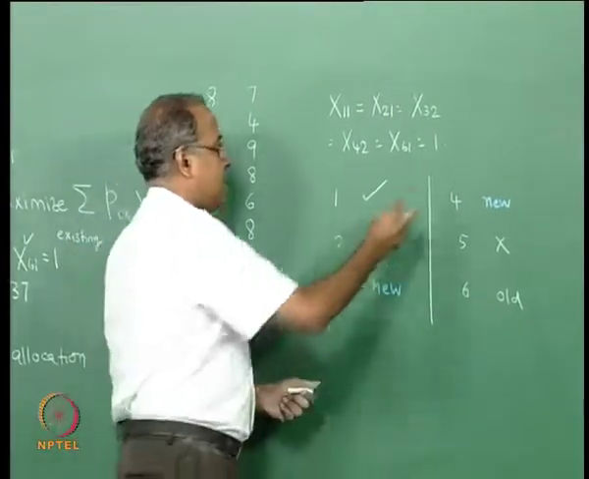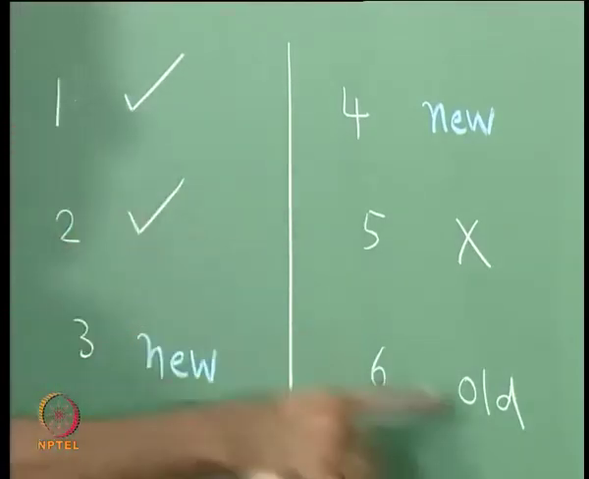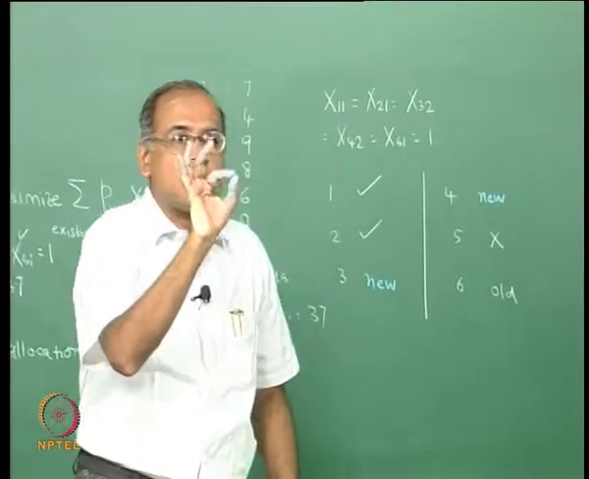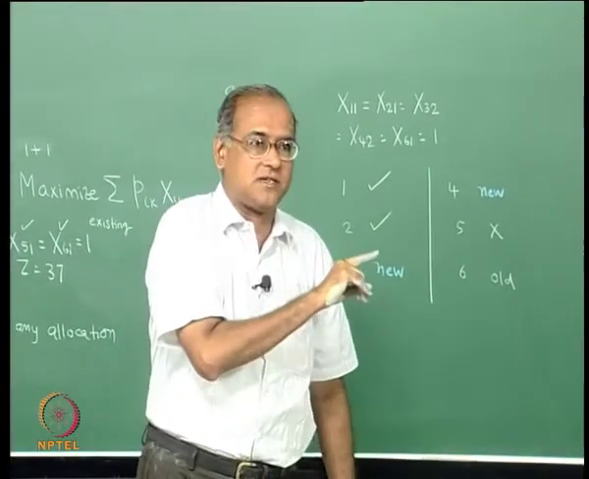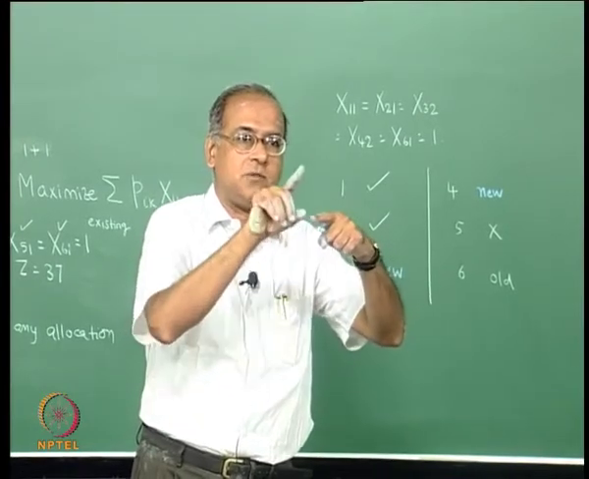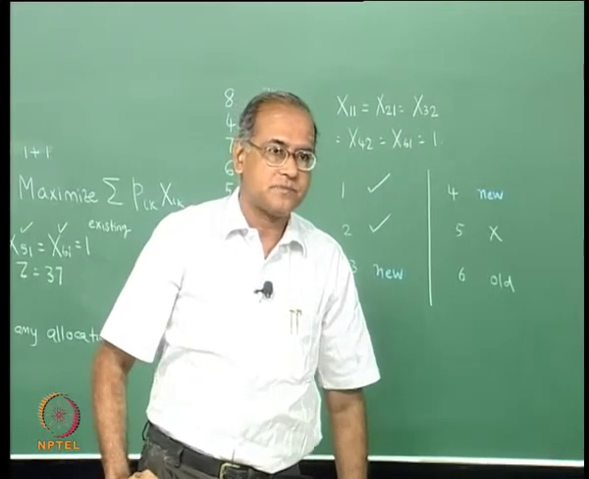So, the new cell will have this person and this person, the old one will have this, this and this, and this person is left out. The objective function comes down because it is a maximization problem. With an additional constraint, the objective function value becomes poorer in the case of a maximization problem.